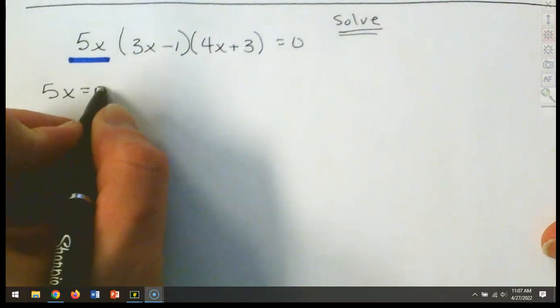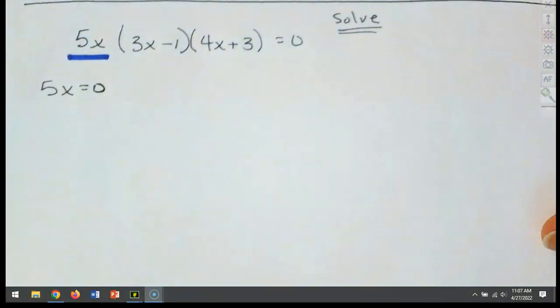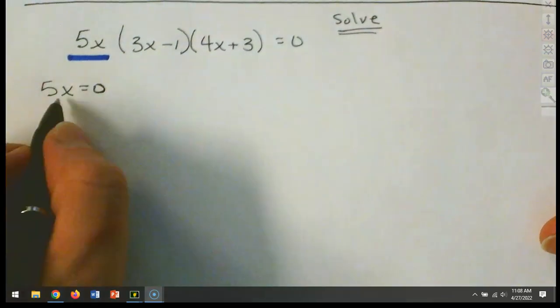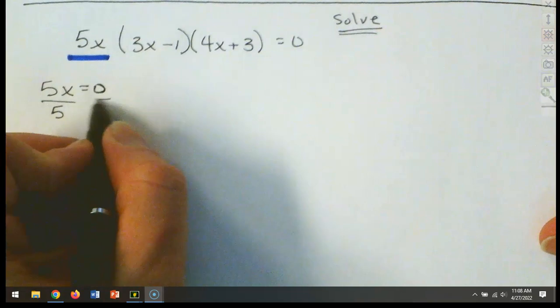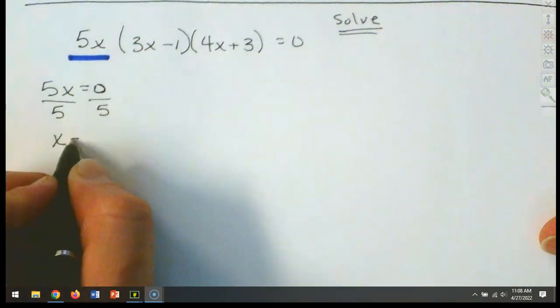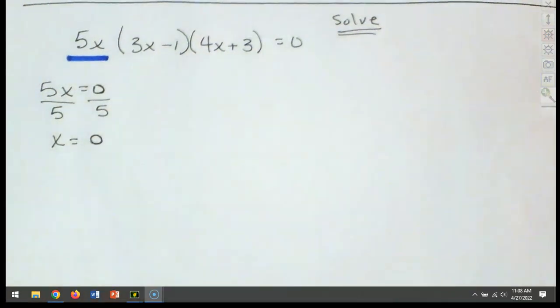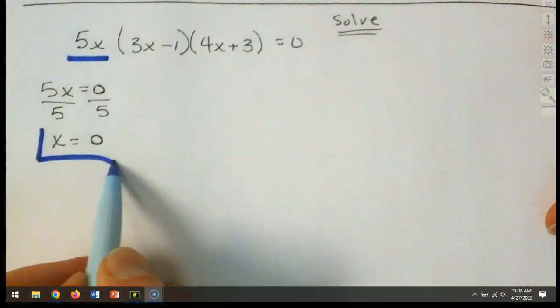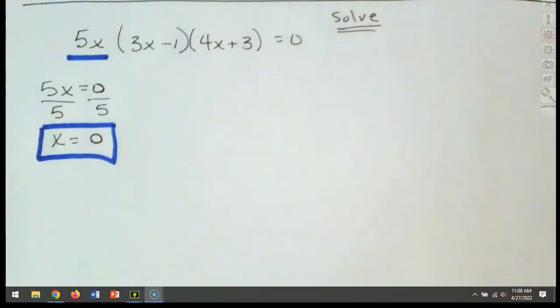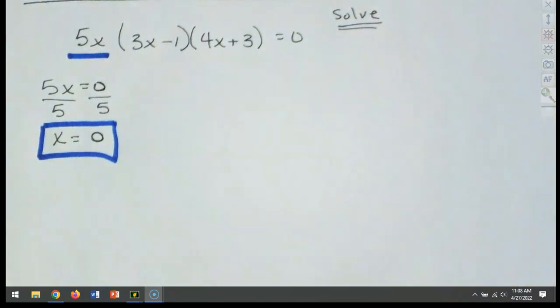So we set it to 0. 5x equals 0. This is simple, but a lot of times students make a mistake here. The answer is not 5. How do we solve it? We divide by 5, and 0 divided by 5 leaves you with a 0. So there's one solution: x equals 0. We use 0 a lot because 0 divided by any number is still 0, so 0 can absorb other numbers.